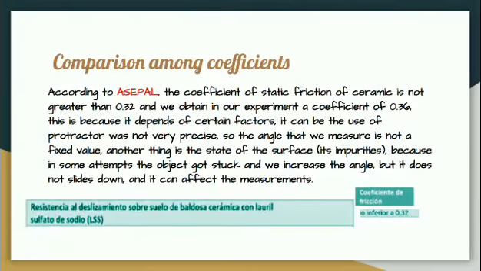According to Asapol, the coefficient of static friction in ceramic is not greater than 0.32, and we obtained in an experiment a coefficient of 0.36. This is because it depends on certain factors. One factor is that the measurement was not very precise, so the angle that we measured is not a fixed value. Another thing is the state of the surface and its impurities, because sometimes the object got stuck and we increased the angle, but it did not slide down, and it can affect the measurements.